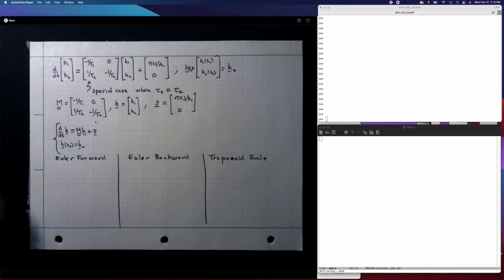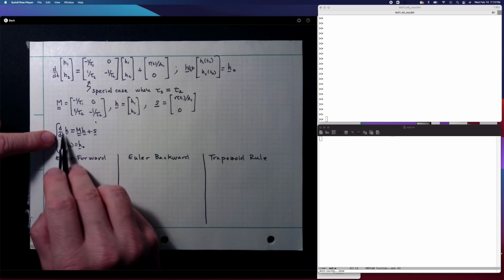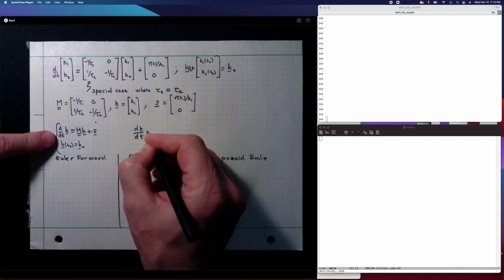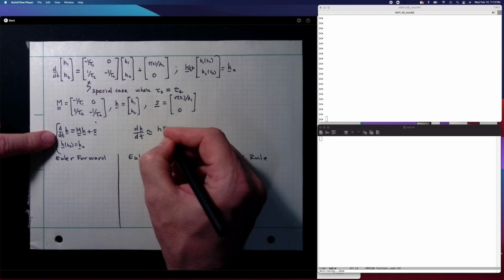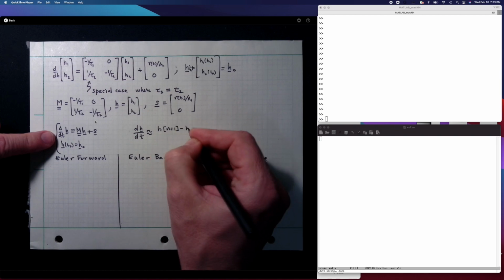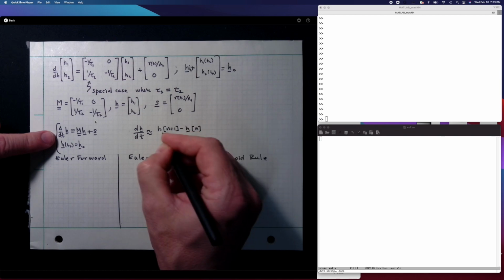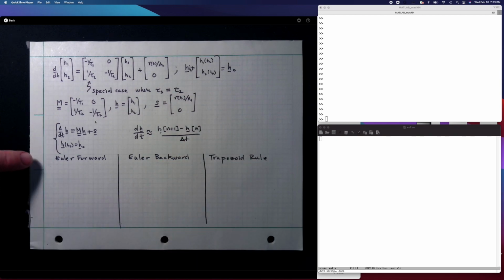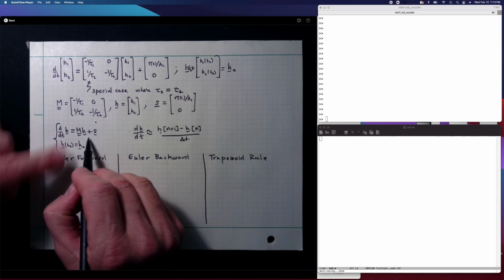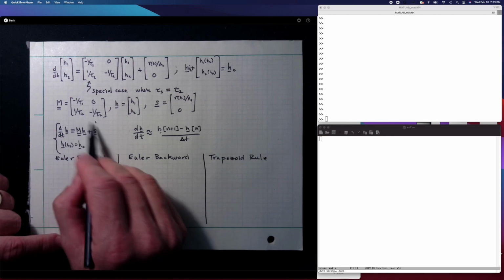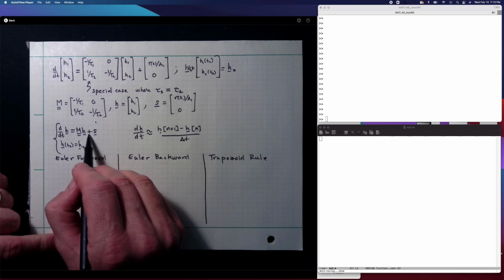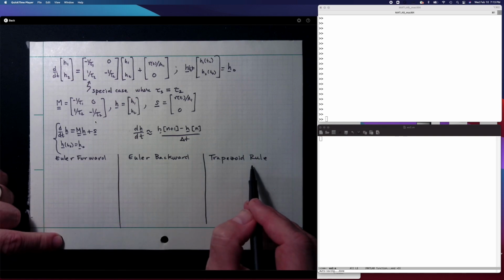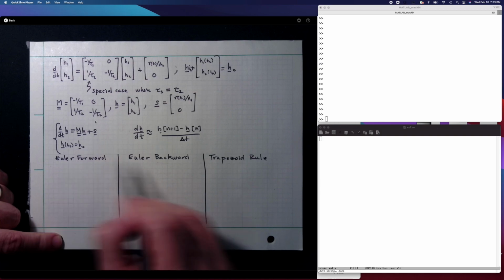For all these 3, we want to discretize dH dt, and we will always do it the same way. dH dt is going to be approximated by h at time step n plus 1 minus h at time step n, divided by delta t. And that will be common to all 3 methods. The difference is that when we do the Euler forward, we're going to evaluate the right-hand side, the time tendency term, at time step n. Whereas in the Euler backwards, we'll evaluate this at time step n plus 1. And in the trapezoid rule, we're going to take the average of these 2.